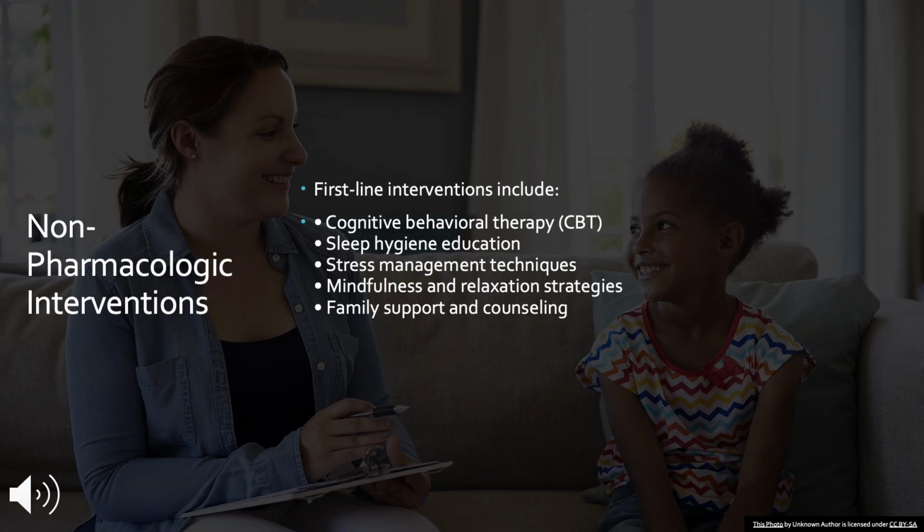For adolescents with moderate anxiety symptoms, non-pharmacologic interventions are typically the first-line approach. Cognitive behavioral therapy is considered the most effective evidence-based treatment for pediatric anxiety disorders. CBT helps adolescents identify and challenge anxious thoughts while developing healthier coping strategies. Additional supportive interventions include improving sleep hygiene, practicing relaxation and mindfulness techniques, and encouraging open family communication.